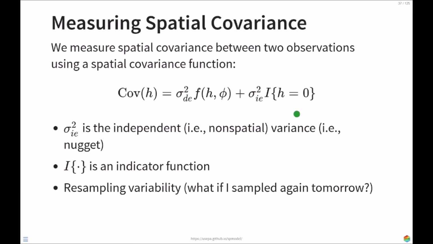The second piece of the spatial covariance function is actually non-spatial variability. So this is independent variance controlled by the sigma squared IE parameter. In spatial statistics, this is often called the nugget. So really what the nugget captures is resampling variability. If I went out to my field and sampled again tomorrow, I probably wouldn't observe the exact same value. And so there's a little bit of extra variability that is non-spatial in nature, but still should be accounted for.